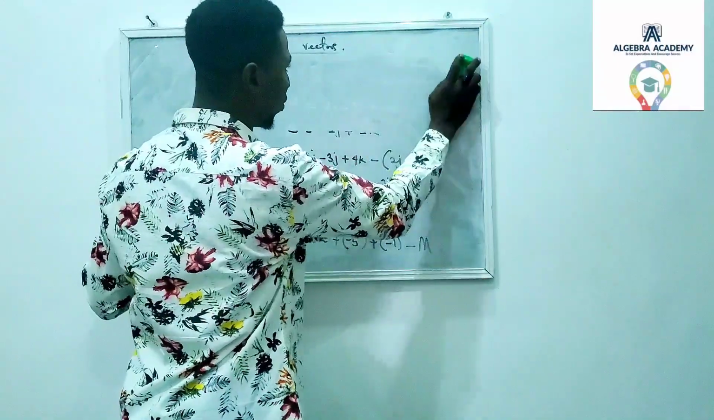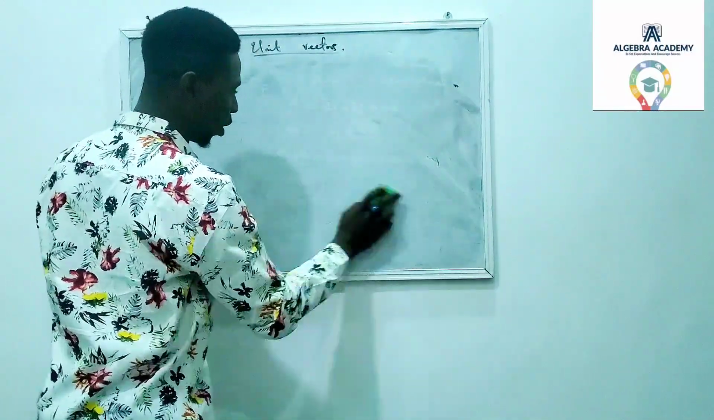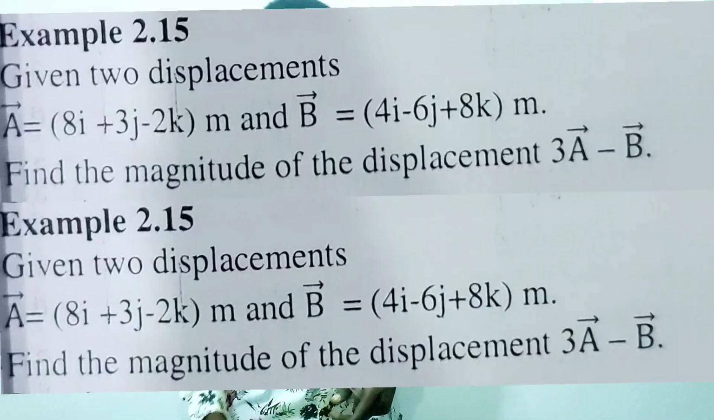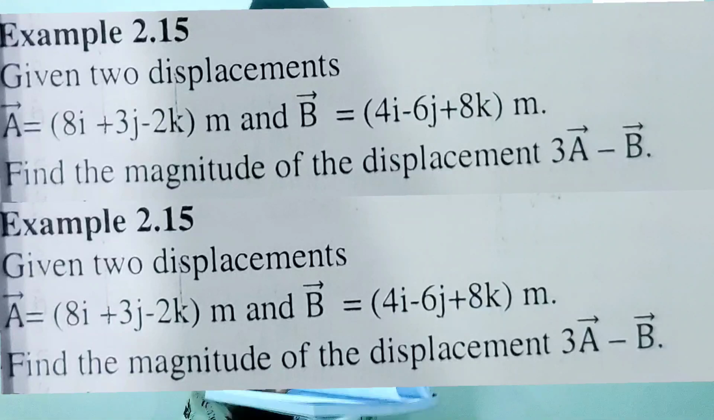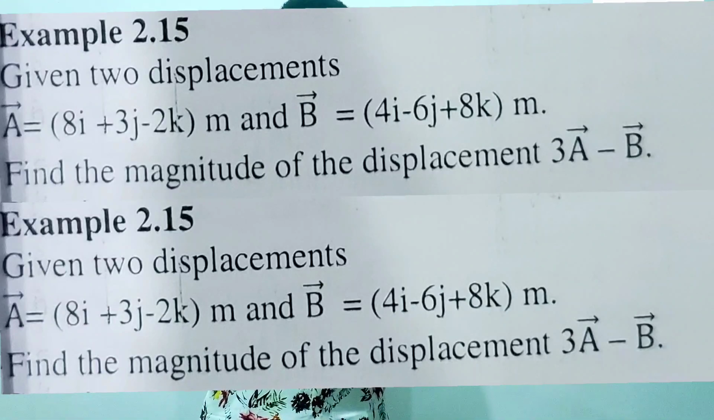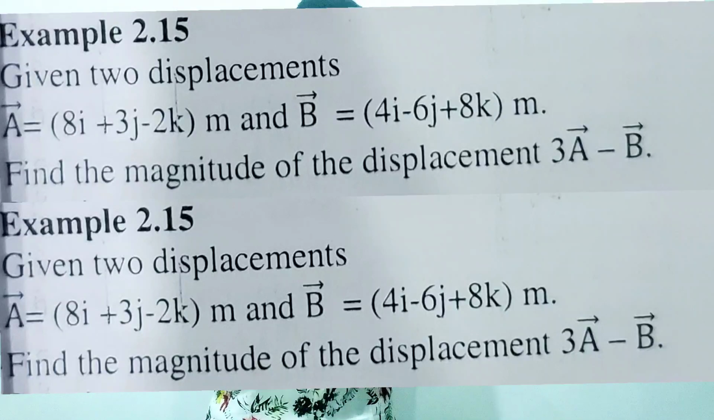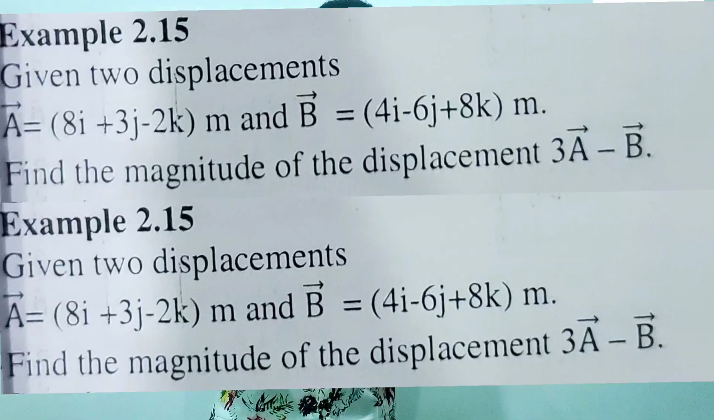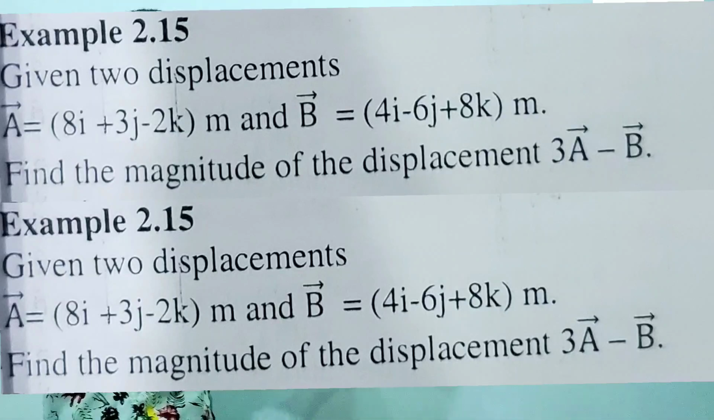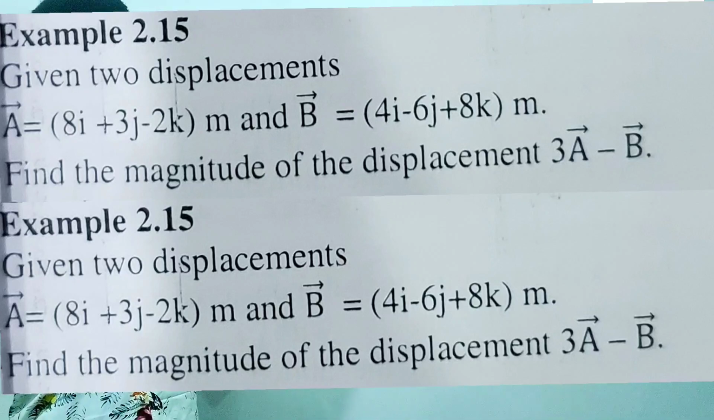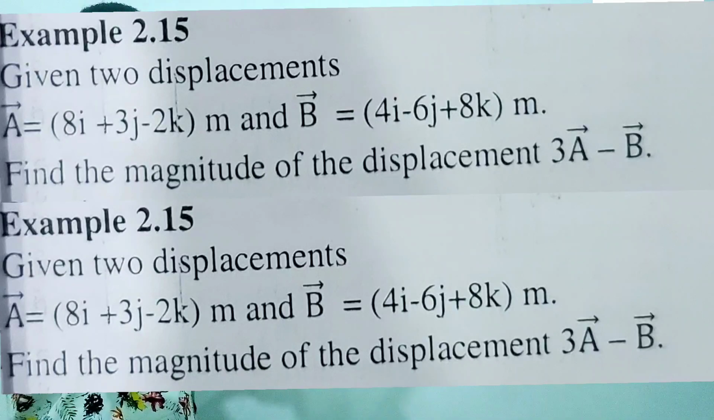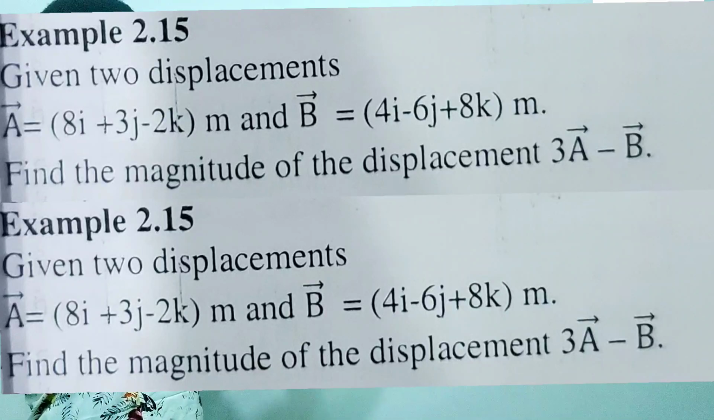Now, they may not give you in the form of ijk, like in the form of vector a, vector b. They may give you in the form of any other thing. For instance, take this question. Look at the question on your screen. I hope you can see it clearly. You have addition of vectors. But they said given two displacements, vector A, you can see the sign on vector A. It shows it's a vector quantity. A is equal to 8i plus 3j minus 2k.